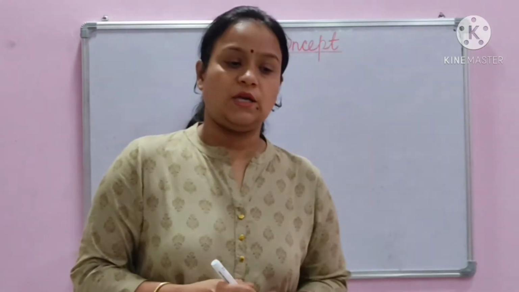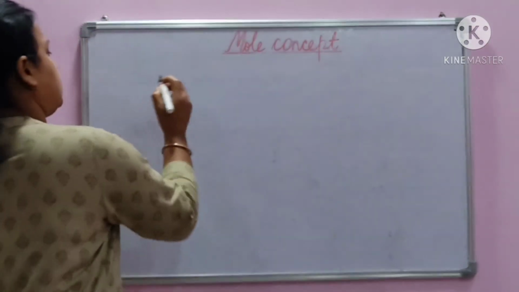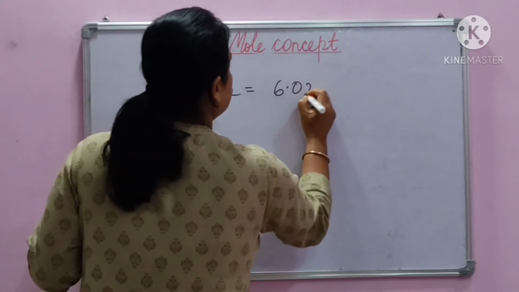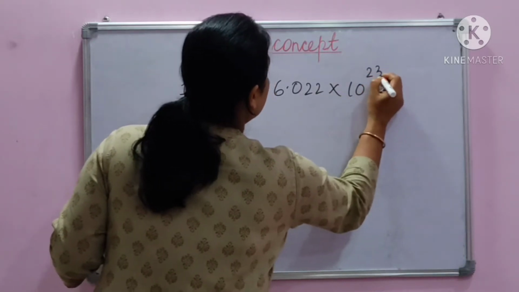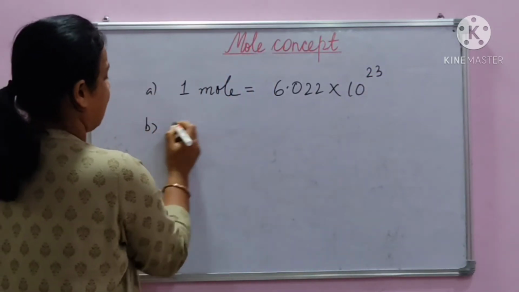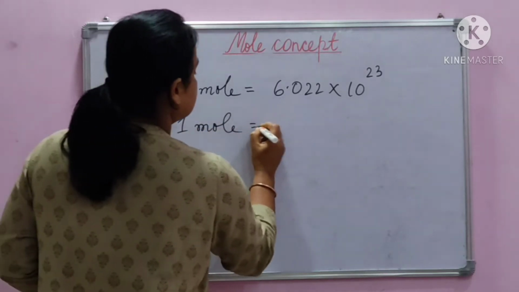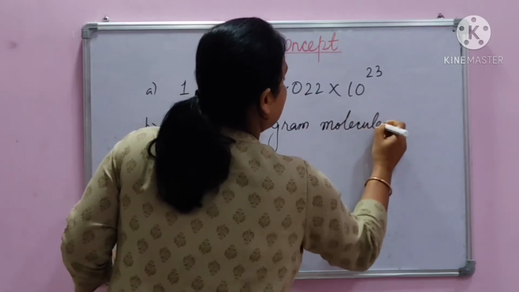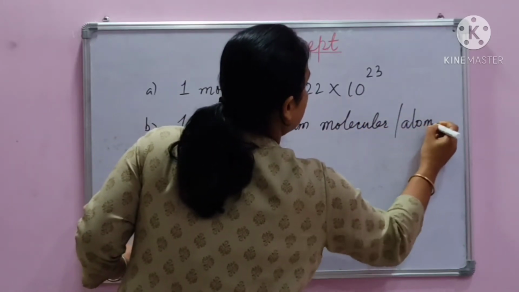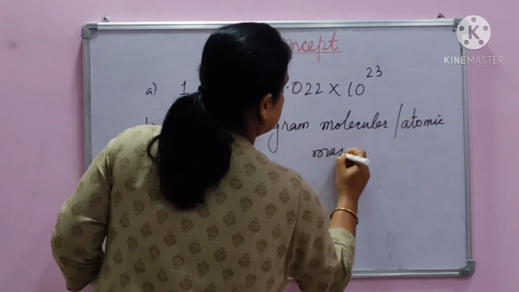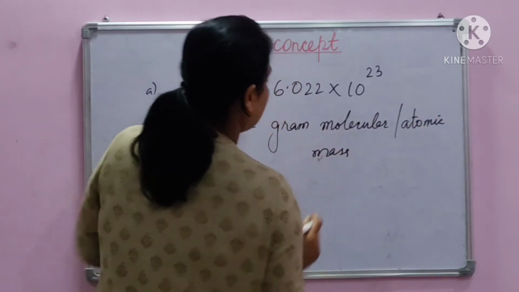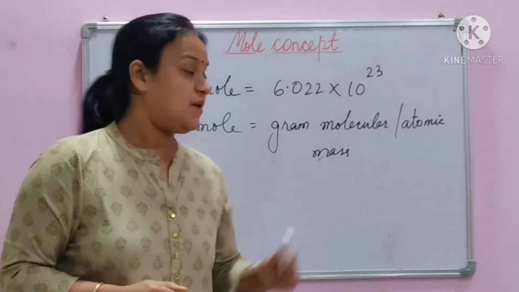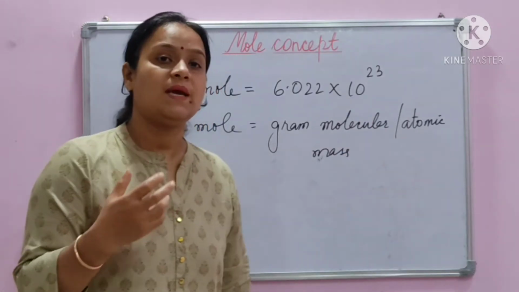We conclude the following. We conclude 1 mole of any substance is equal to this fixed number. This is the first thing. And the second thing that we conclude is that 1 mole of a substance is equal to gram molecular or gram atomic mass of that substance. So 1 mole is equal to two things. One is the number and second is the mass. Which mass? Mass in terms of gram. If it is molecule, molecular mass. If it is atom, atomic mass.